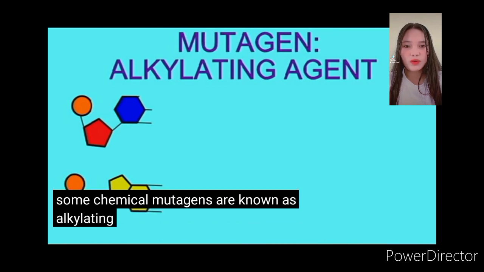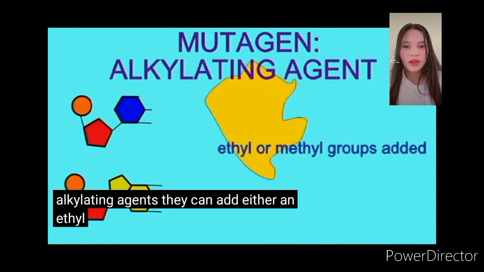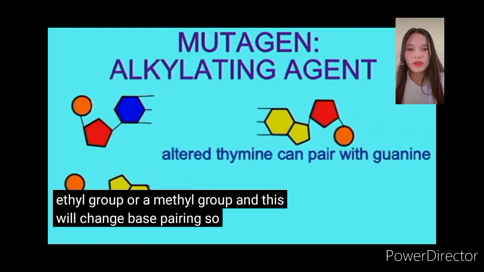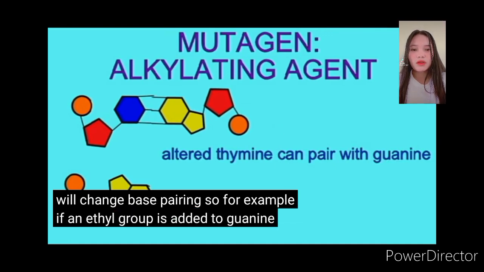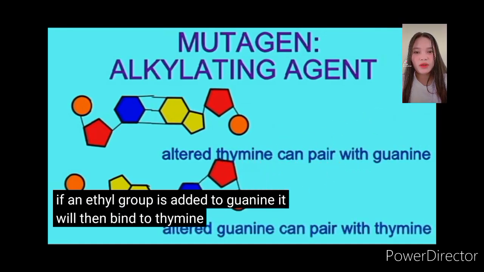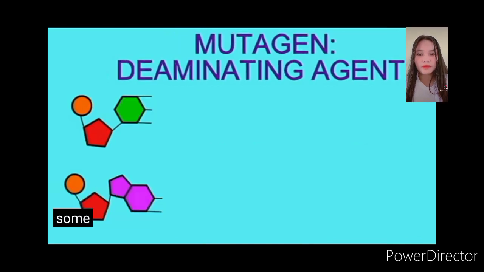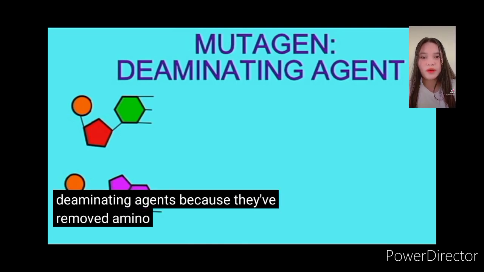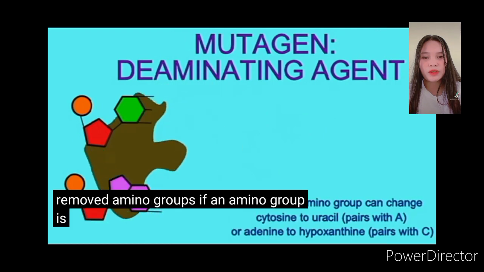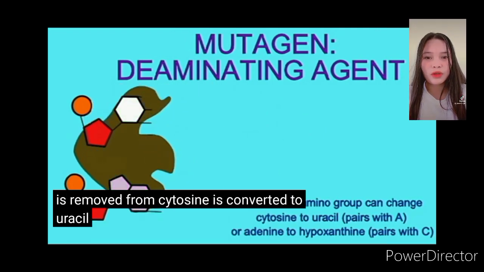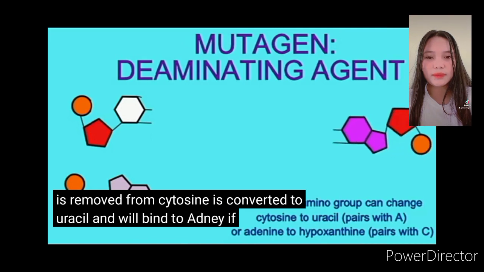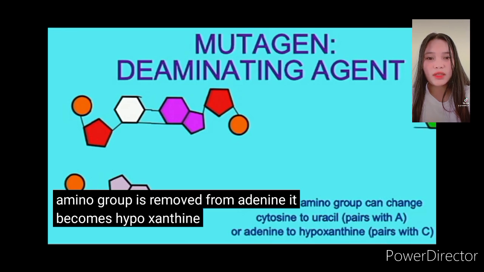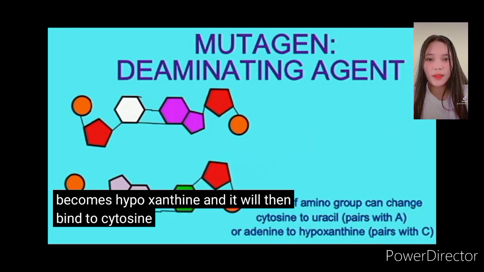Some chemical mutagens are known as alkylating agents. They can add either an ethyl group or a methyl group, and this will change base pairing. So for example, if an ethyl group is added to guanine, it will then bind to thymine. Some chemical mutagens are known as deaminating agents because they remove amino groups. If an amino group is removed from cytosine, it's converted to uracil and will bind to adenine. If an amino group is removed from adenine, it will become hypoxanthine and will then bind to cytosine.